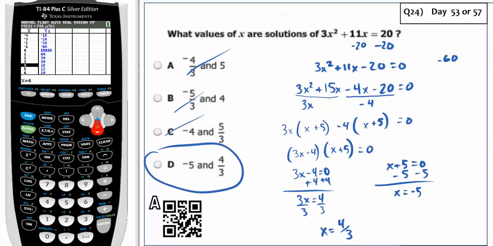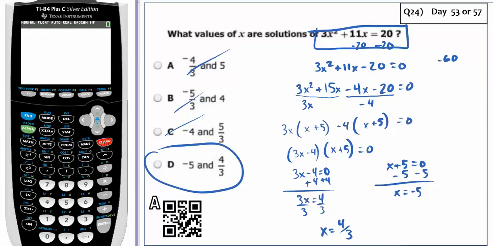So what I'm going to do is, because I'm so skeptical right now, I'm going to plug this in, store it for x, and make sure it equals 20. I always go to the original problem and kind of tune out everything else. So I'm going to go to my home screen here, clear out everything, and I'm going to do negative 5, store x. I'm going to hit enter. And now I'm going to type in 3x squared plus 11x. I'm going to hit enter and hope I get 20 over here, which I do.